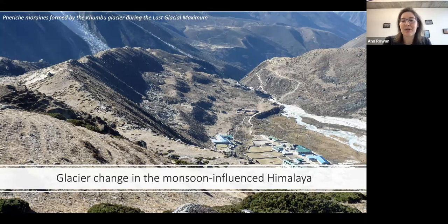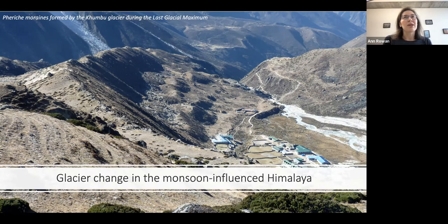Okay, so now I'm going to go back to talking about an example from the field. So having presented the forward modelling, now I'm going to talk about understanding glacier change in the Himalaya. So this is the Khumbu Valley in Nepal, where we've been working for several years looking at how these glaciers respond to climate change.